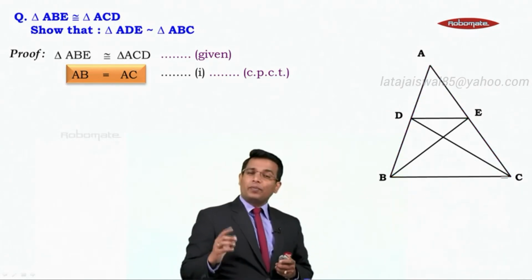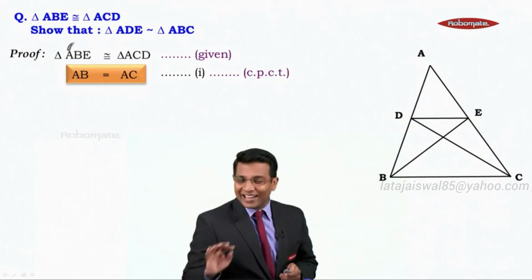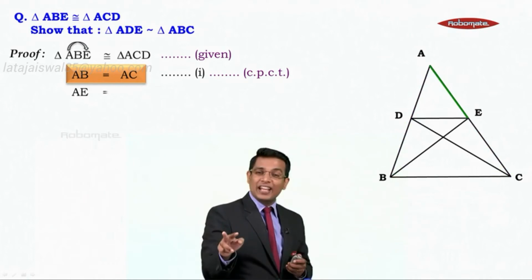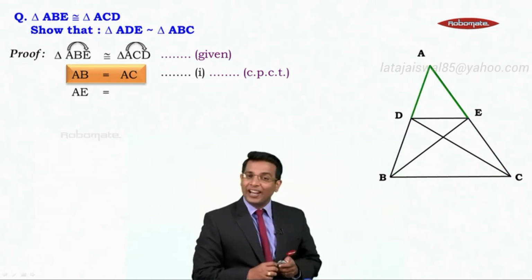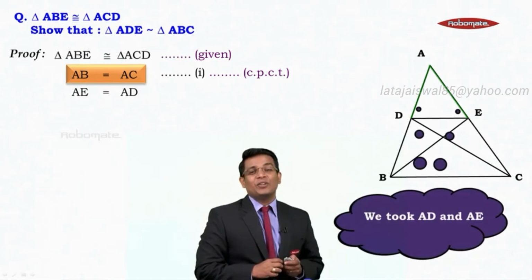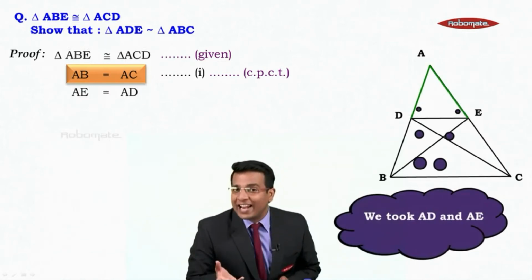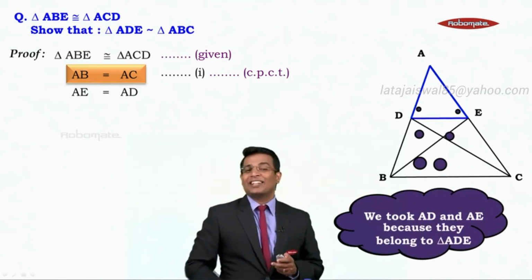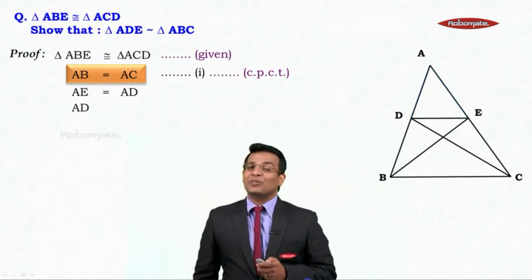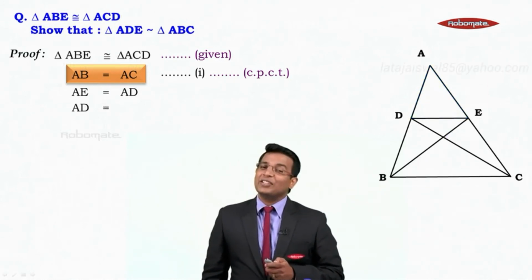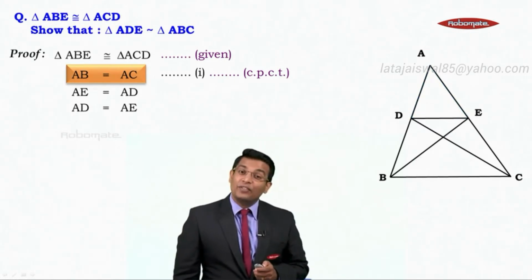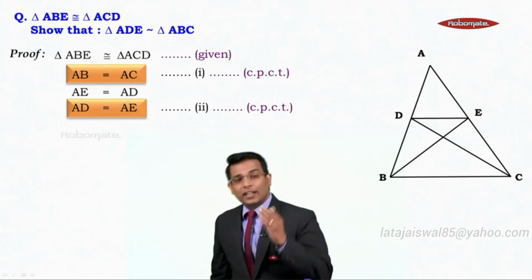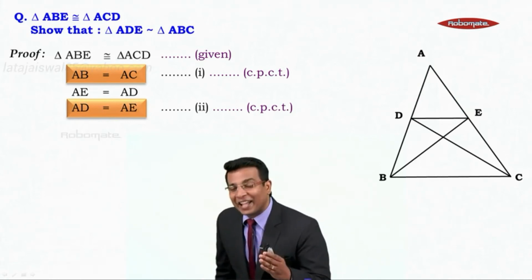Now the next one. Let's consider something else. Let's say we take AE, and for AE the corresponding side is going to be AD. That means we are saying AE is equal to AD. So why did we take AD and AE? Because that is the next triangle which we want, triangle ADE, and they are the sides of those two triangles. That means now we have AD is equal to AE. This will be our statement number 2. The reason would be CPCT, corresponding parts of congruent triangles.